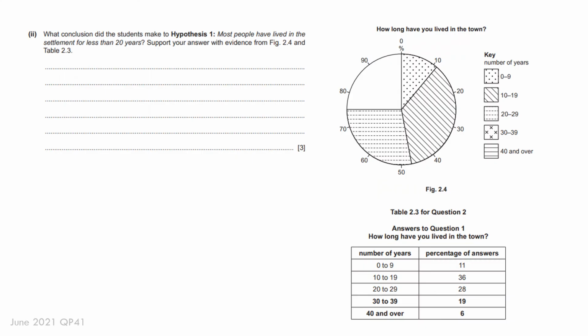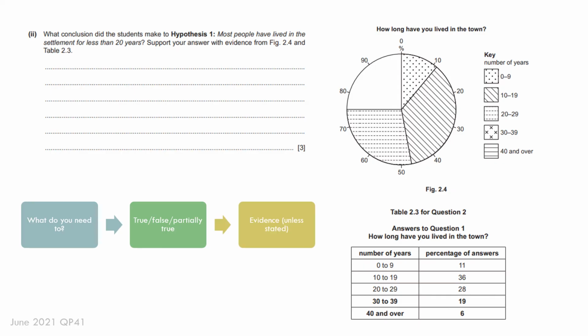So let's look at this simple question for 3 marks. Okay, I included the pie chart, but when you look at this question, you had to complete it. I haven't done that. I'm just going to use the data below. So, using my model, what do you need to do? I need to state what conclusion the student has made. So is it true, false, partially true? And I need to have some evidence to support what I think.